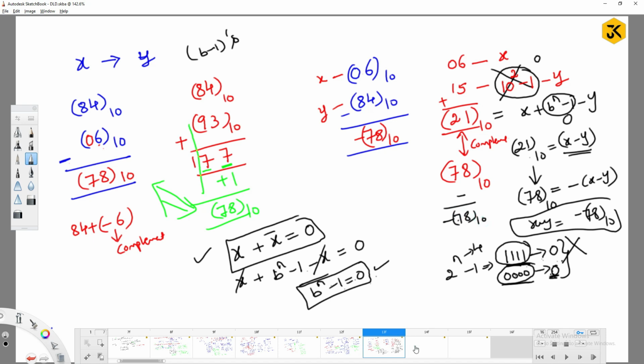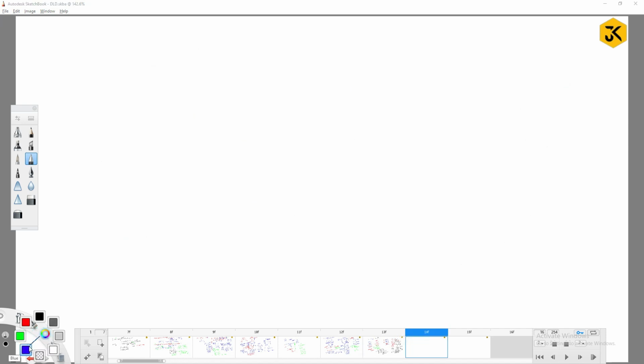Okay. See, observe. So let me take one more example. Can anyone tell me any example? Any number? 43, 76. Okay. Both are of base 10. I am trying to perform subtraction. What you have to do?